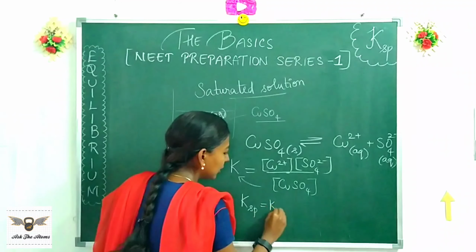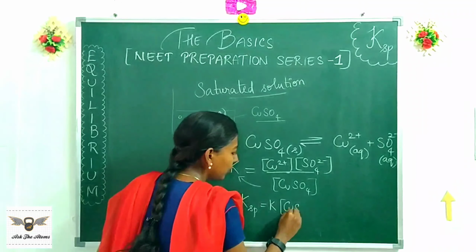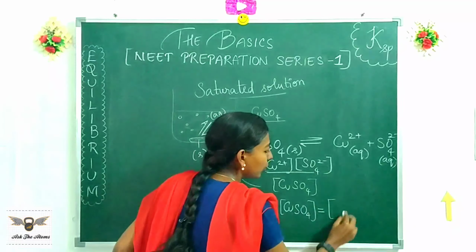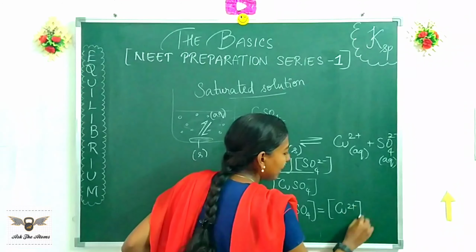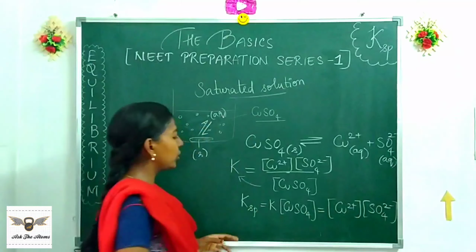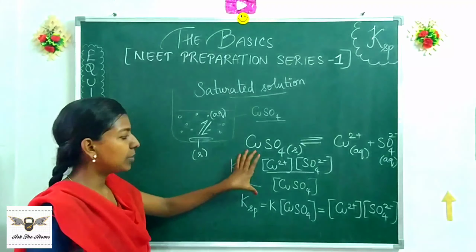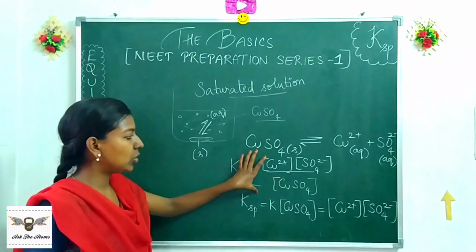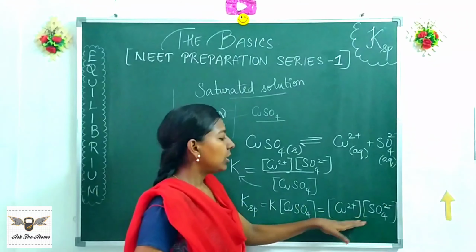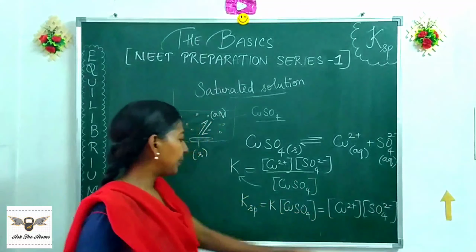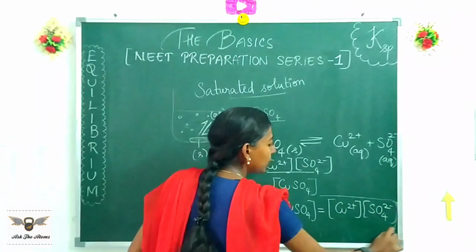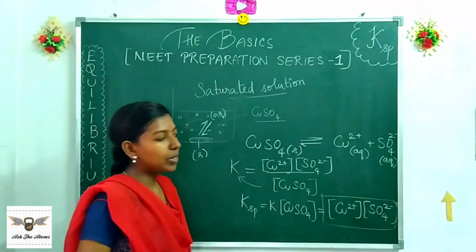So KSP is nothing but the constant, times the equilibrium constant, times the concentration of copper sulfate, which is equal to the product of the concentrations of the products alone, raised to their powers. See, my equation has now changed from a big, complex equilibrium constant equation to a very small equation where I have to multiply only the concentrations of the product ions. So this is my KSP equation. KSP is the concentration of Cu2+ times the concentration of SO4 2-.